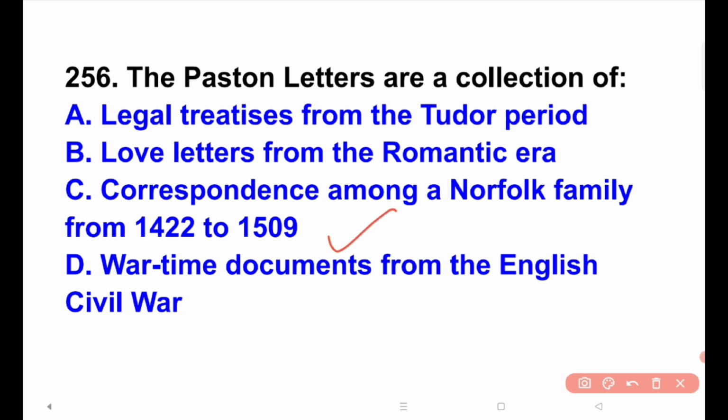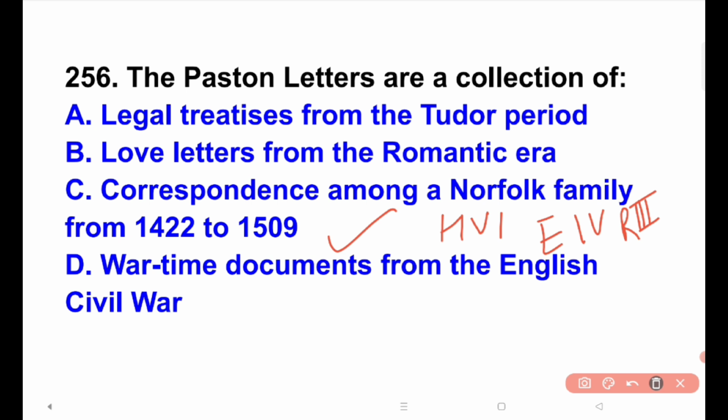Option C, I think, is the correct answer. Yes. Henry VI, Edward IV, and Richard III. The period includes the Civil War of the Roses. The reign of Henry VII was more peaceful, so the letters which conclude the collection are less exciting. The collection is perhaps the finest historical record of England in the Middle Ages and an early example of informal English prose.